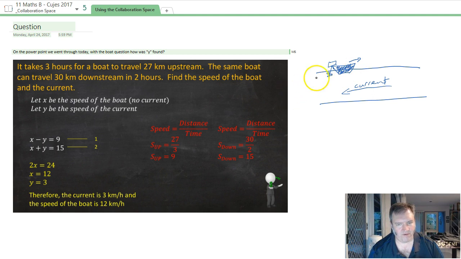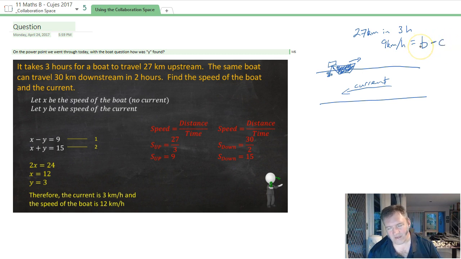So the boat speed, the actual speed that we end up going, we went 27 kilometres in 3 hours. So that's an effective speed of 9 kilometres per hour. Now what's that 9 kilometres per hour made up of? Well, it's made up of the boat speed. I'm going to let B be the boat speed. But I've got to subtract the speed of the current.